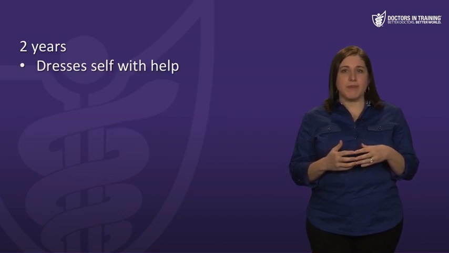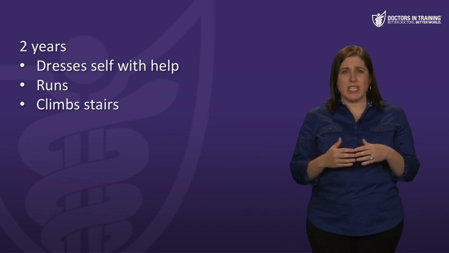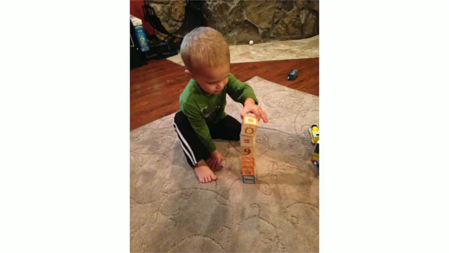At 2 years, they can dress themselves with some help. They can run and climb stairs, 1 step at a time initially. They can build a 6-block tower, and their vocabulary is up to 50 to 75 words, and they speak in 3-word sentences.